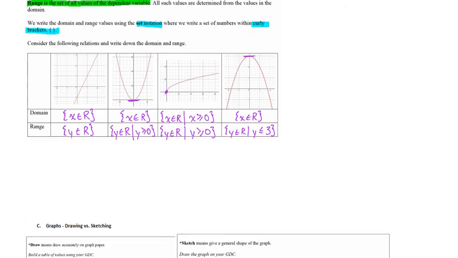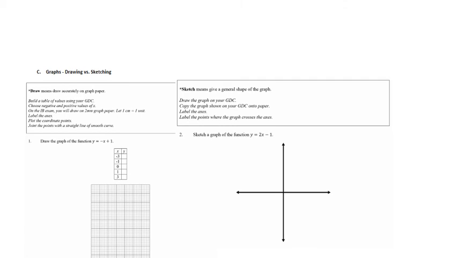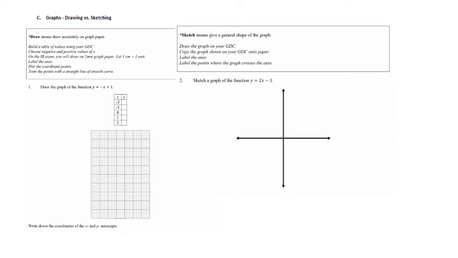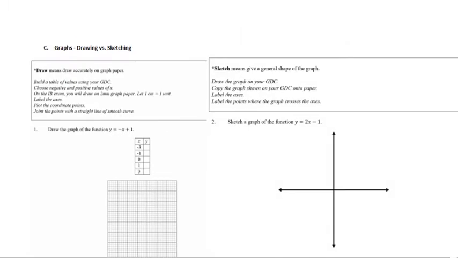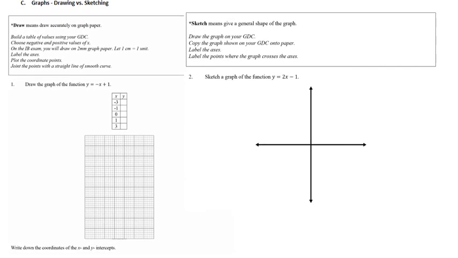So the last part of this video is looking at graphs. So on IB assessments, there are two different command terms when it comes to graphs. One is drawing a graph, and the other is sketching a graph. So when we're considering drawing, we have some characteristics for that listed here. So when you're drawing a graph, you're going to build a table of values, choose some both negative and positive values of x, and plot those coordinates accurately on a grid, join the points with a straight line or smooth curve.